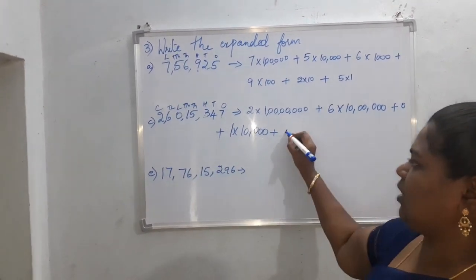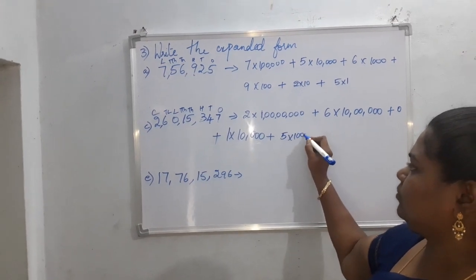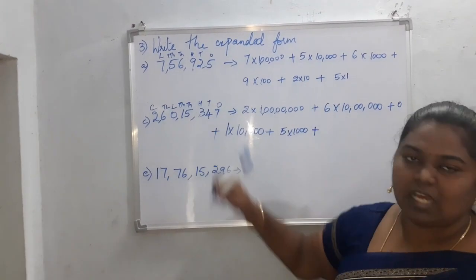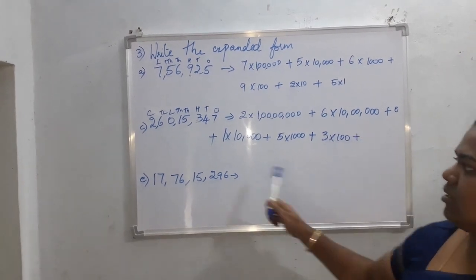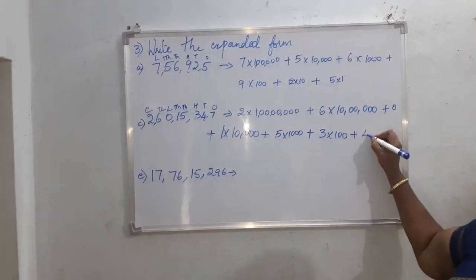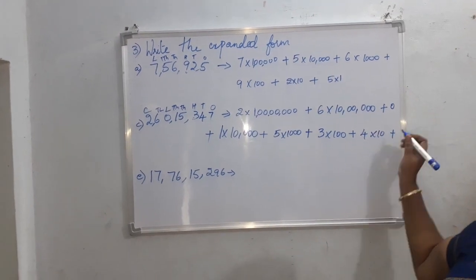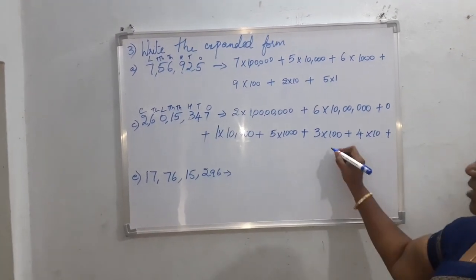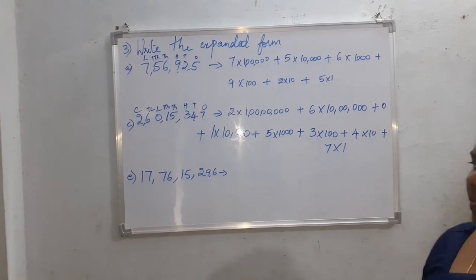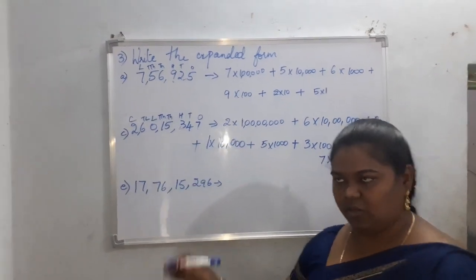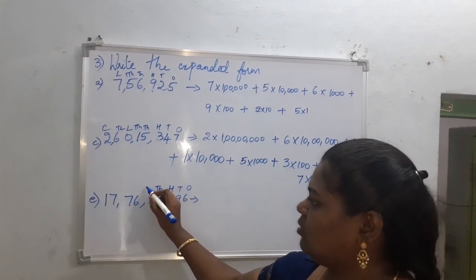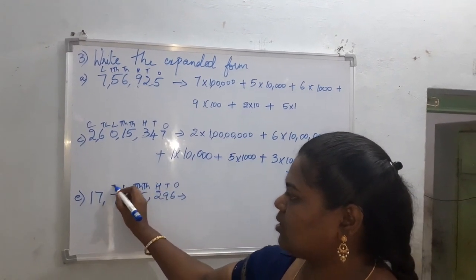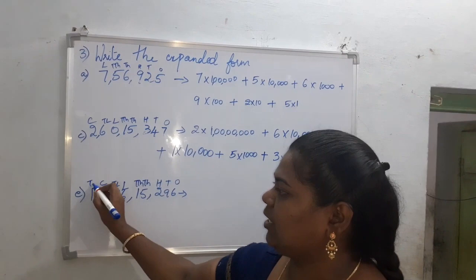5 is in thousands place. 5 into 1,000 plus. 3 is in hundreds place. 3 into 100 plus. 4 is in tens place. 4 into 10 plus 7 into 1, that is 7 is in ones place. In the same procedure, you can follow this also. Ones, tens, hundreds, 1,000, 10,000, lakhs, 10 lakhs, crores and 10 crores.